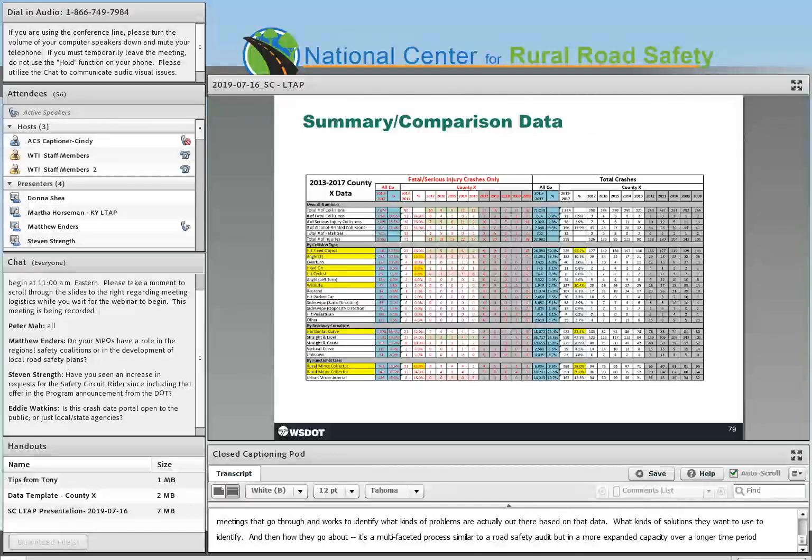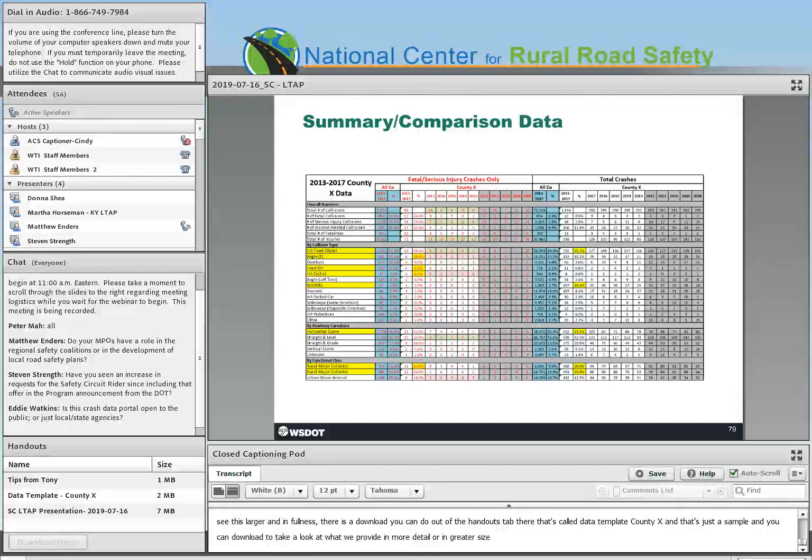A pretty common thing that we work with agencies on now is providing some summary and comparison data to them. Just for your reference, if you want to see this larger and in fullness, there is a download you can do out of the handouts tab for data that's called Data Template County X. That's just a sample one that you can download to take a look at what we provide in more detail or in greater size.